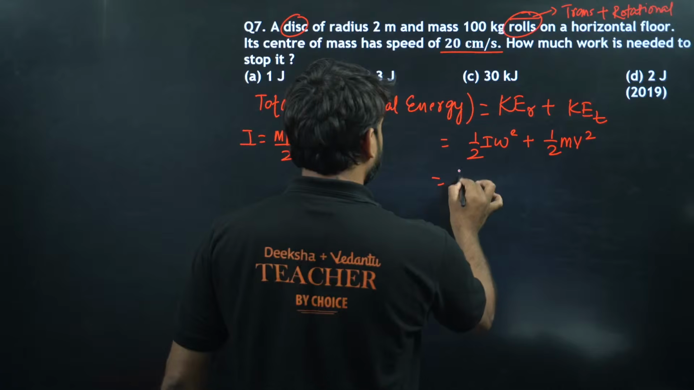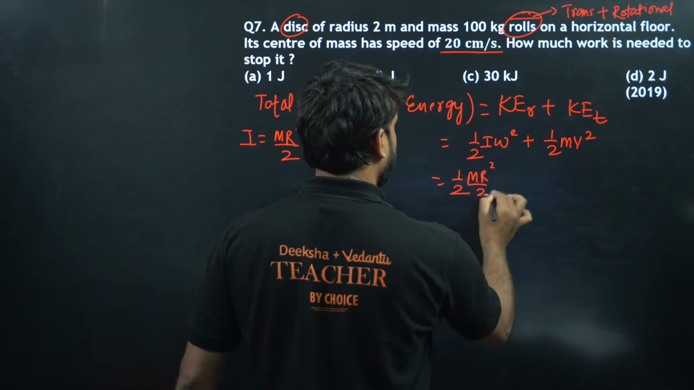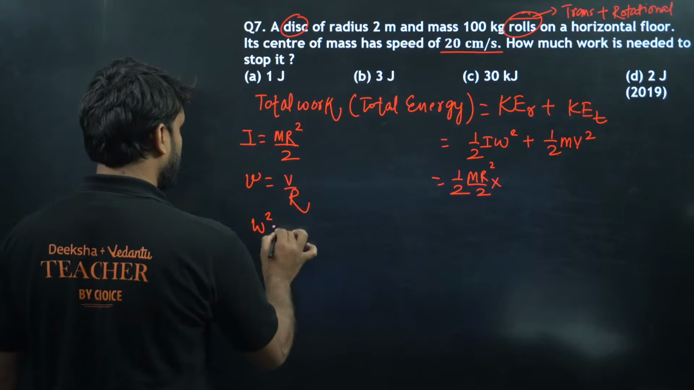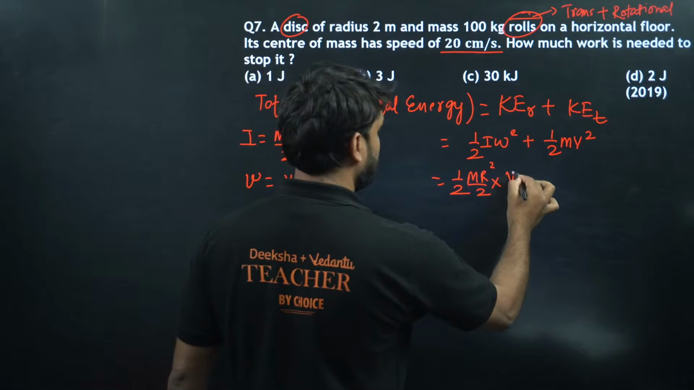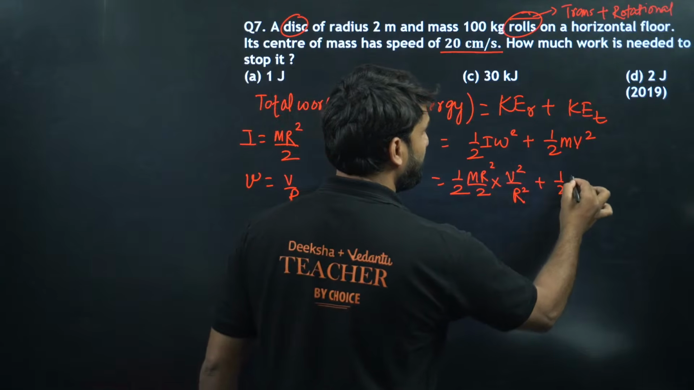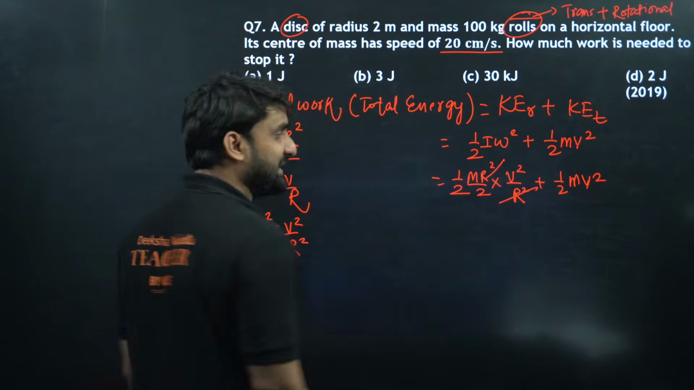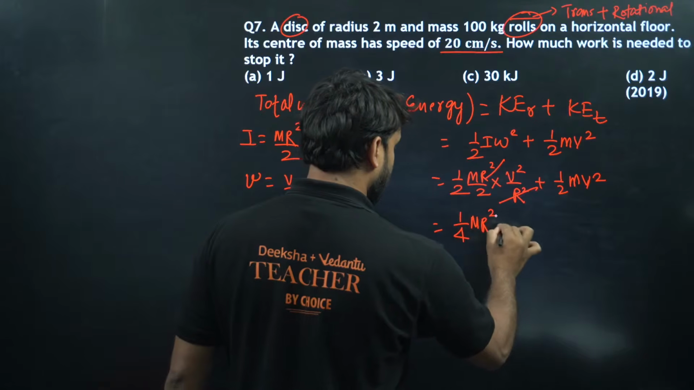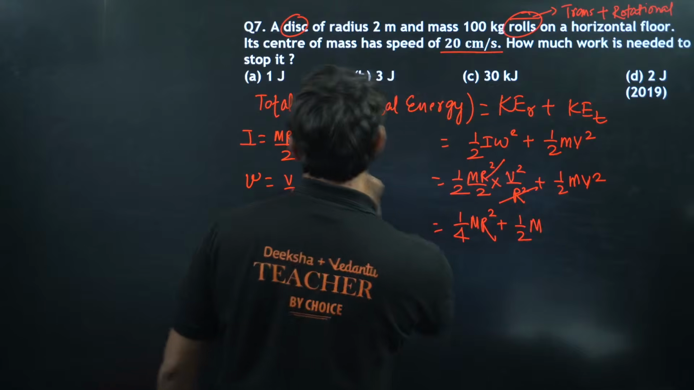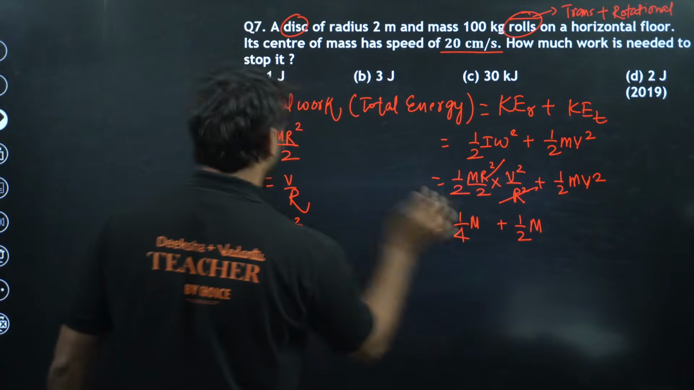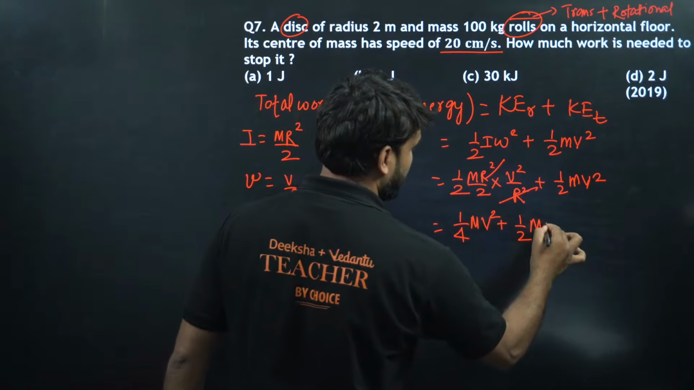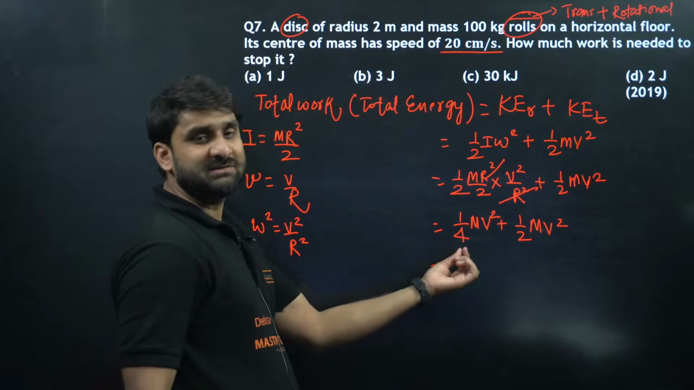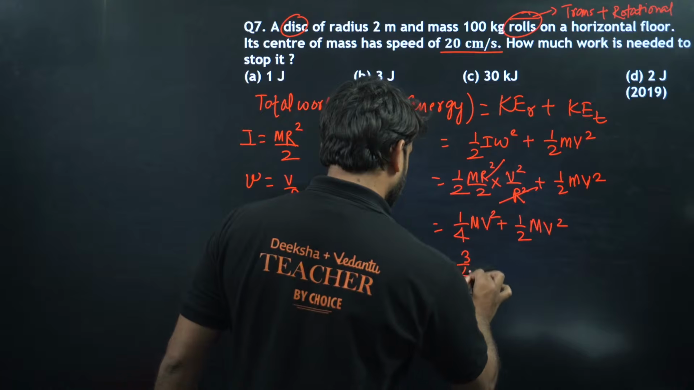Now we can put the value there. So half m r square by 2, and this is omega, and I've already given you the formula. Omega is equal to V by R, so omega square will be equal to V square by R square. We can put there. So this will become V square by R square plus half mv square. Now R square will cancel, and by taking the LCM, this is 1 by 4 mv square, and this is also 1 by 2 mv square. Can we take common mv square and 1 by 4 plus 1 by 2, that will be equal to what, my dear champion? On taking LCM, 4 will be the LCM, so this will be 3 by 4 mv square.